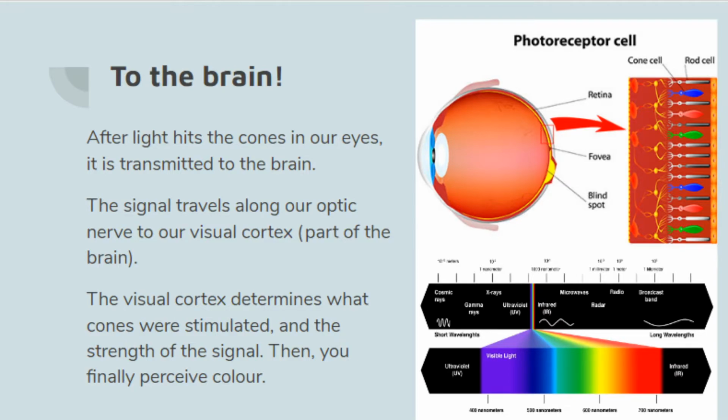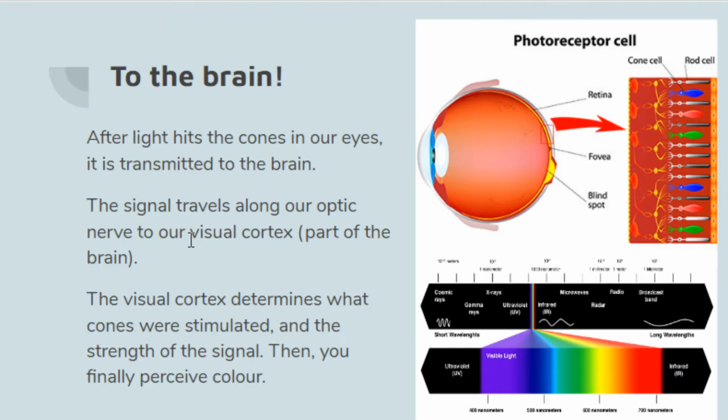And when light hits those cones, you can notice this kind of yellow line here. A lot of that is where the rods and cones are located, so a lot of it's along the back of our eye. After light hits the cones in our eyes, it's transmitted to our brain. The signal travels along our optic nerve, which I don't know if you guys have seen it in cartoons or anatomical pictures. There's a nerve that comes out the back of our eye, and that goes all the way up to our brain.